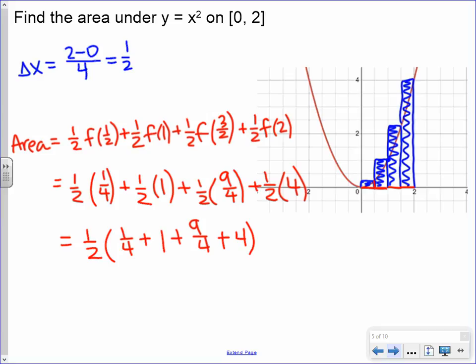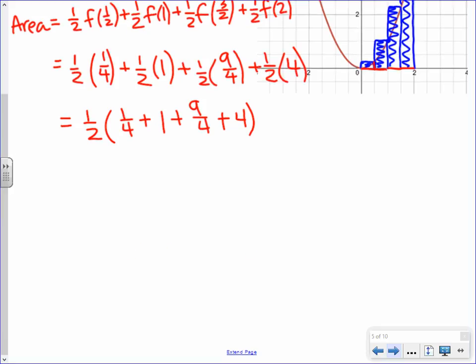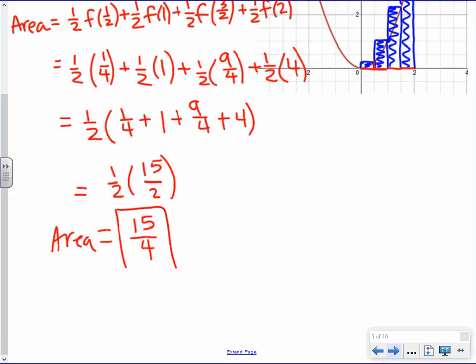What does that give us? It's 15/2. So we have 1/2 times 15/2. And so all together we have 15/4. Okay, I'm with you.